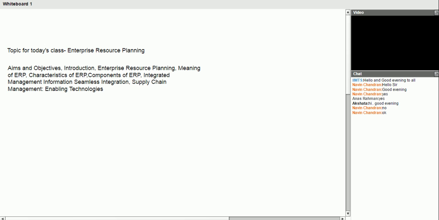So ERP is enterprise resource planning. That means you are integrating all the different functions of the organization at a centralized point or at a center place. So that is the ERP. That means you are planning your resources at the enterprise level so as for the smooth functioning of the organization. So from where this concept of ERP comes, let us explore it one by one.